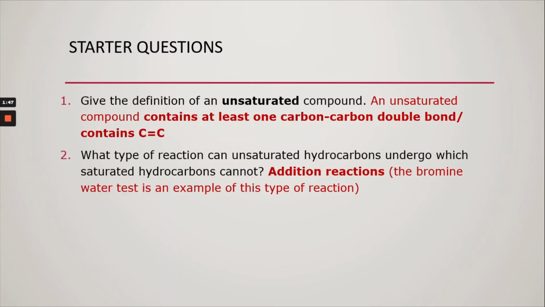Okay. Here are the answers then. So an unsaturated compound contains at least one carbon-to-carbon double bond, or you could also abbreviate that and just write the structure contains C double bond C.